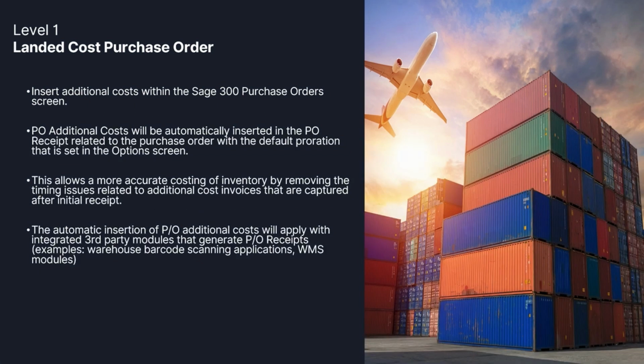Let's take a look at Level 1 Landed Cost Purchase Orders. We have inserted additional costs within the Sage 300 purchase order screen via a new tab. The PO additional costs will be automatically inserted in the PO receipt related to the purchase order with the default proration that is set up in our option screen. This allows for more accurate costing of the inventory by removing the timing issue related to additional cost invoices that are captured after the initial receipt. The automatic insertion of PO additional costs will apply with integrated third-party modules that generate PO receipts, such as barcode scanning applications and WMS modules.